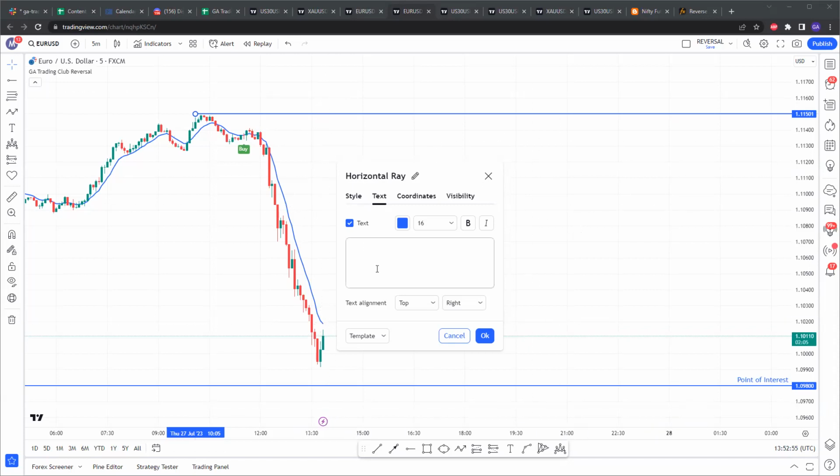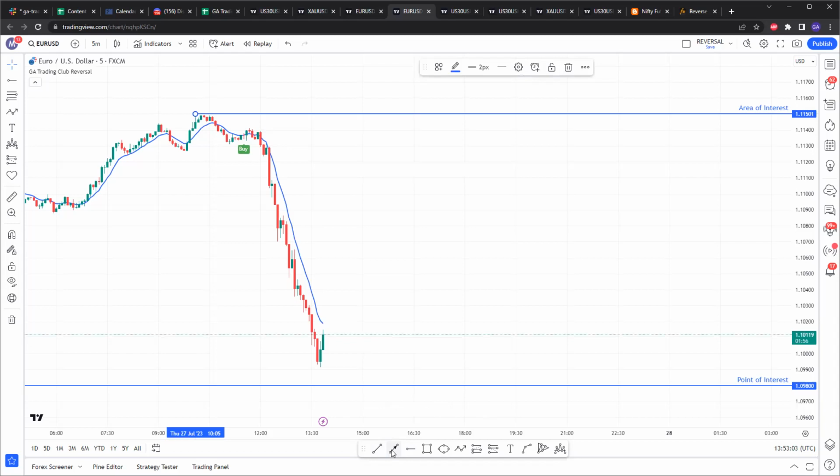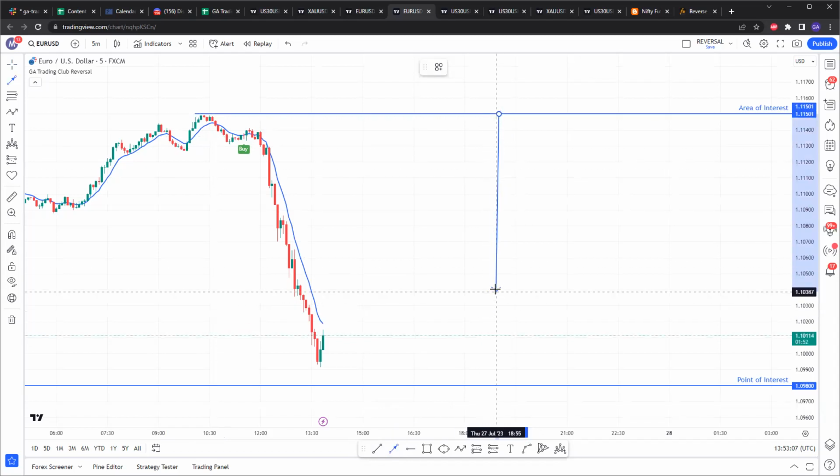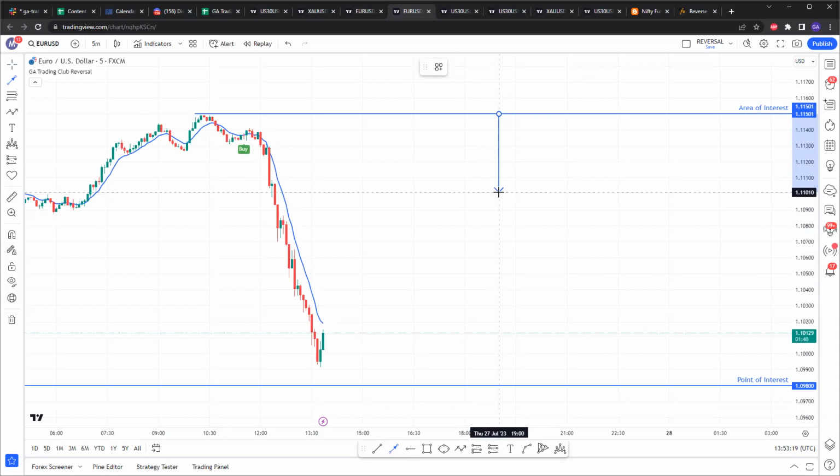All right, so we have this area of interest. We have the threshold right here. For FX pairs it is 50 pips, so this should be 1.11 right there. So you can see how these instruments are, and this is to be expected. This happens after heavy news days.